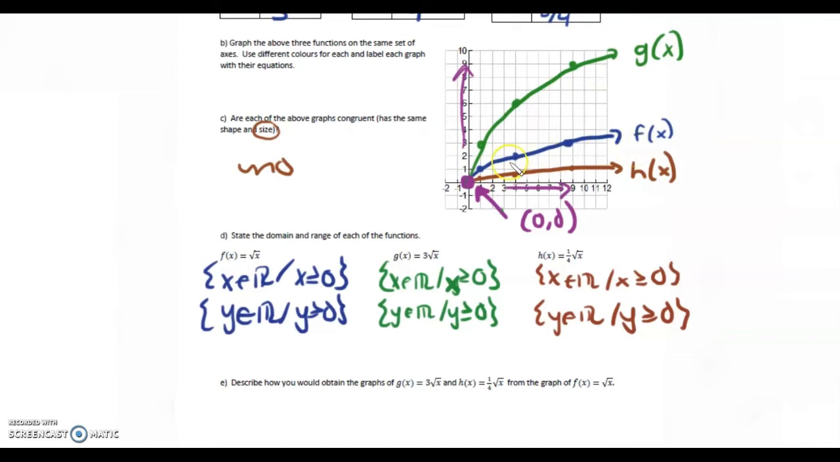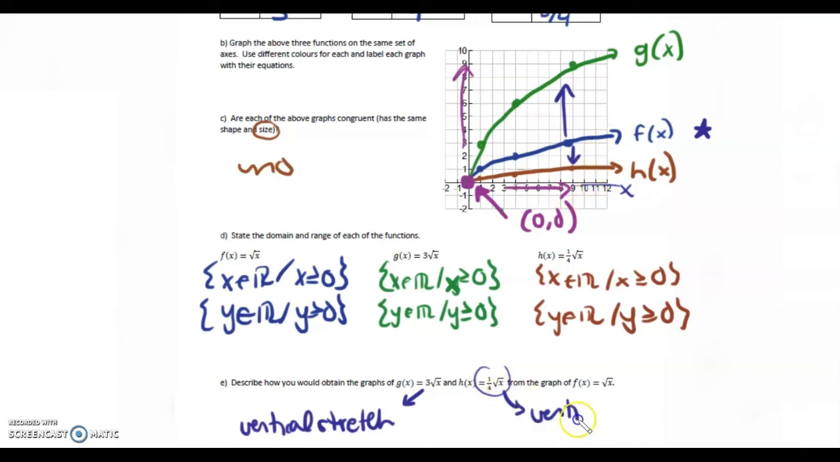So if we actually thought about what was going on, if f at x is our base function or our parent function, vertically, g got stretched up. Okay, so this is a vertical stretch. Okay, and for 1 quarter, this got closer and closer to the x-axis, so it got squished down. So this is a vertical compression.